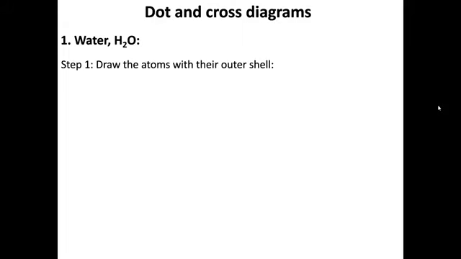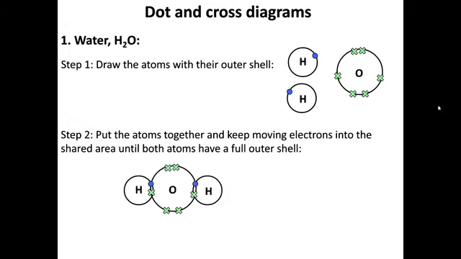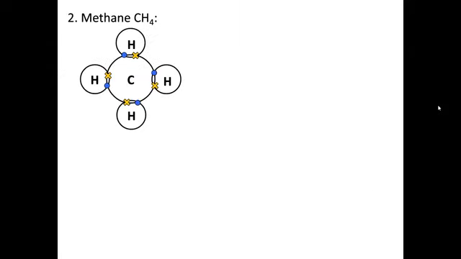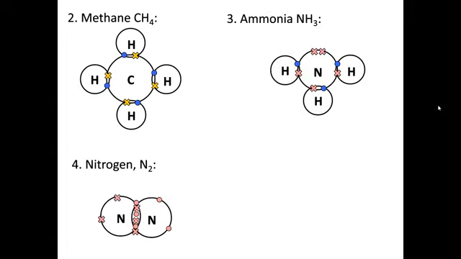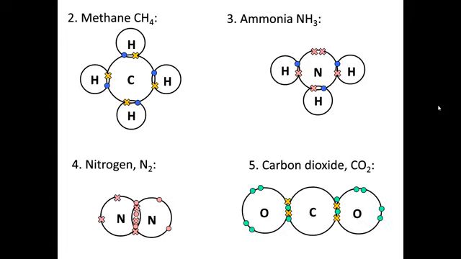Okay, so water is the one that we've just done on there. So that's a pretty example of what I've done. The methane ends up as that. So you've got the carbon in the middle and you've got 4 hydrogens around it. Ammonia ends up like that, and then nitrogen and carbon dioxide. Okay, so now you're done. Make any corrections to any work that you've done wrong.